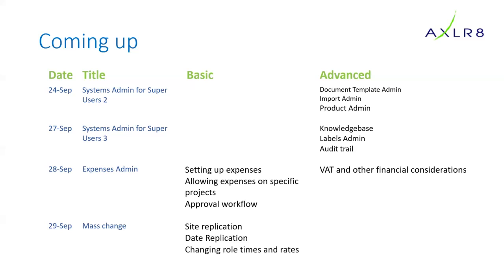And then the third one for system super user admin is the knowledge base labels admin and taking a look at the audit trail. And we'll probably also do a little bit more on drop downs and on lookups admin as well, because we've really skirted over it. Obviously, in expenses admin, we'll be doing all of the expenses admin, VAT, nominal codes and stuff that I just raised the kimono on today. And then we'll go on to mass change, the last one on the 29th of September.